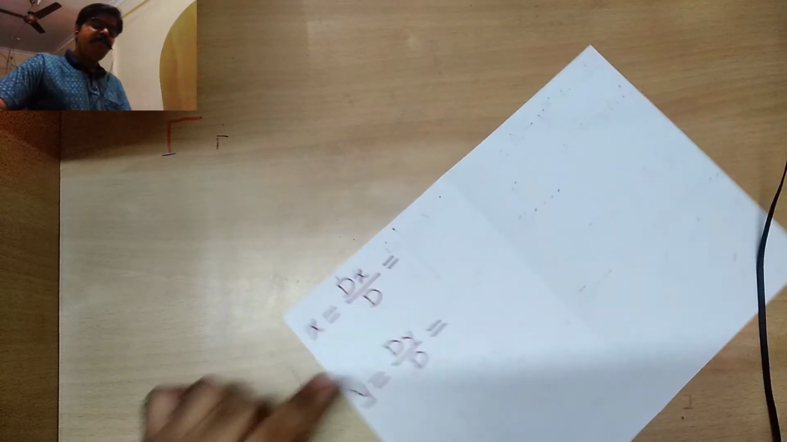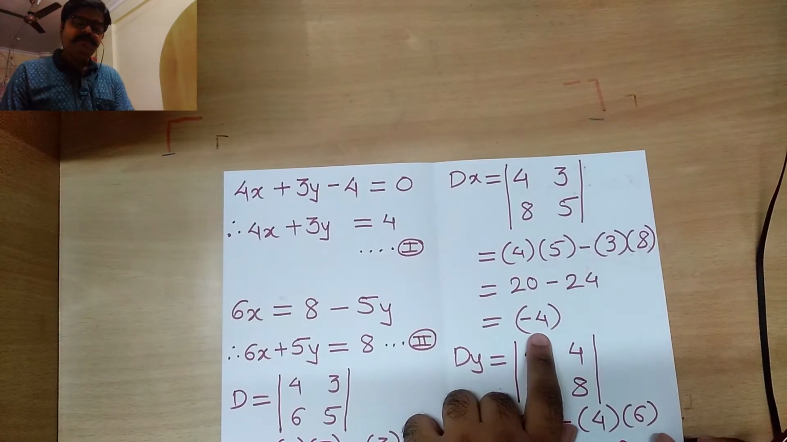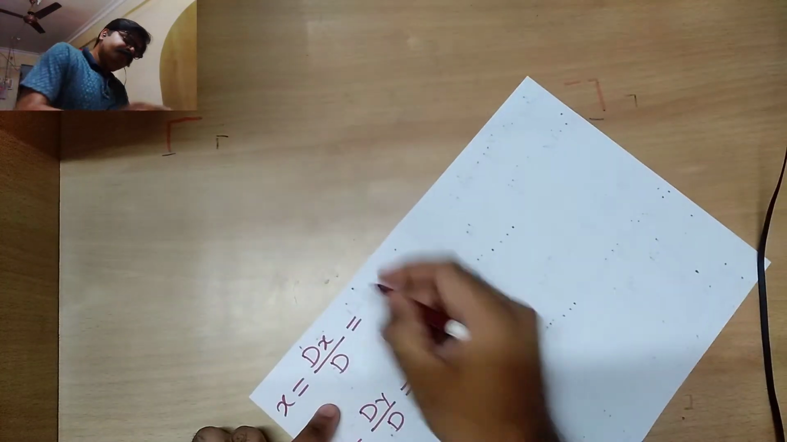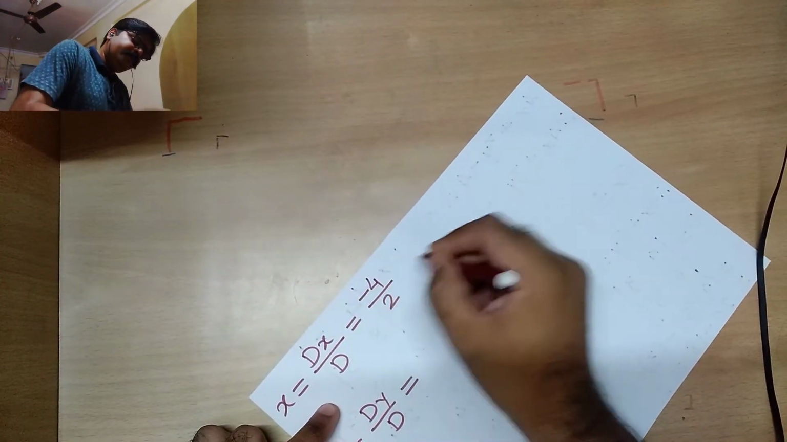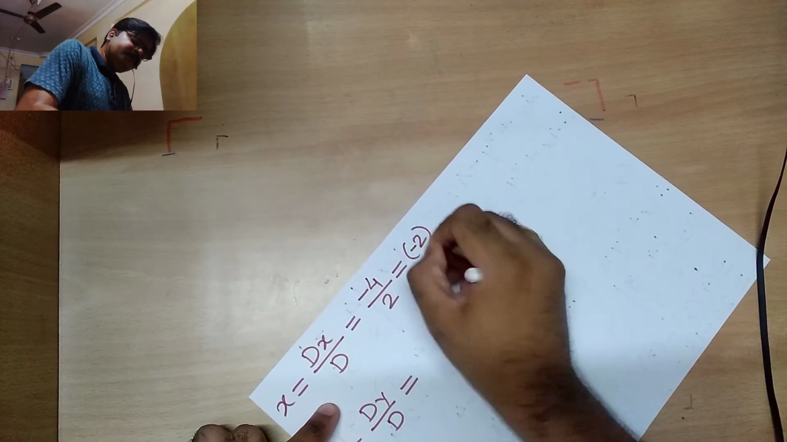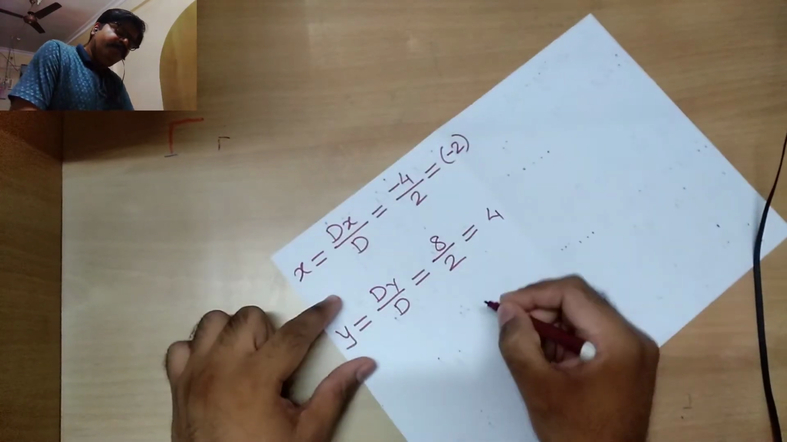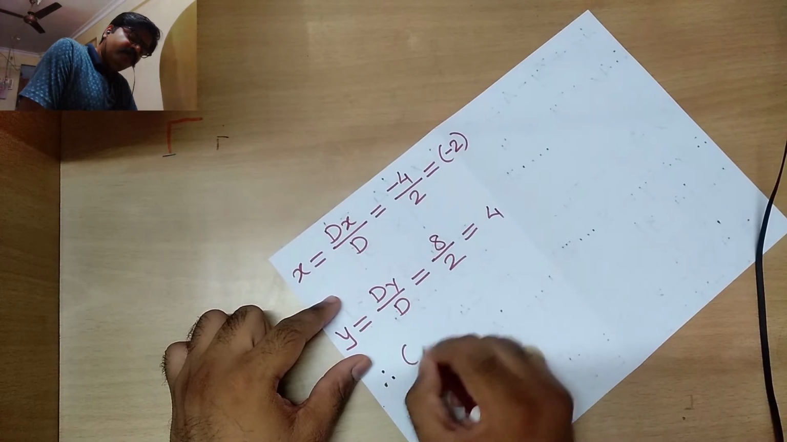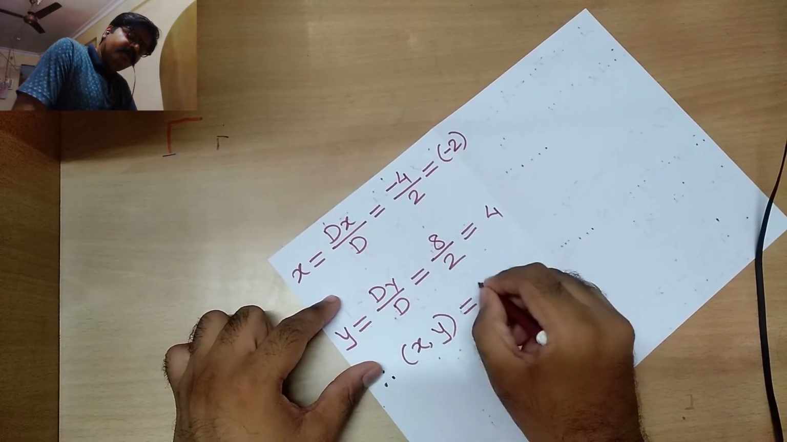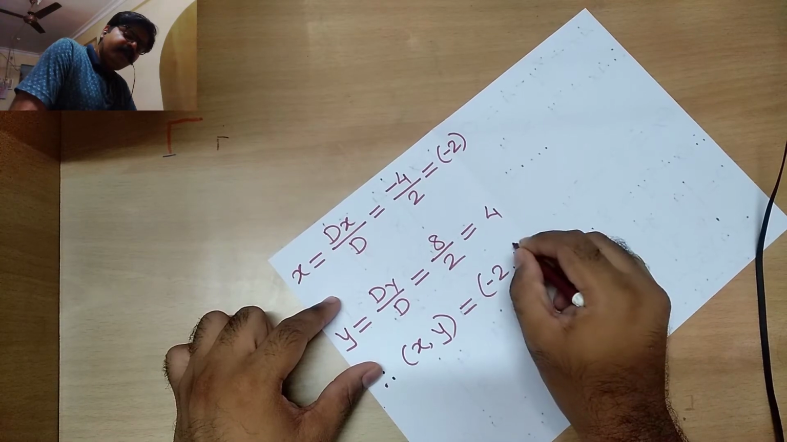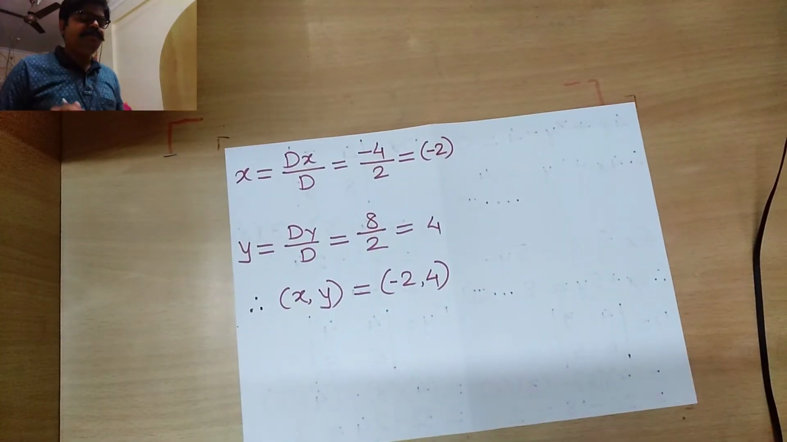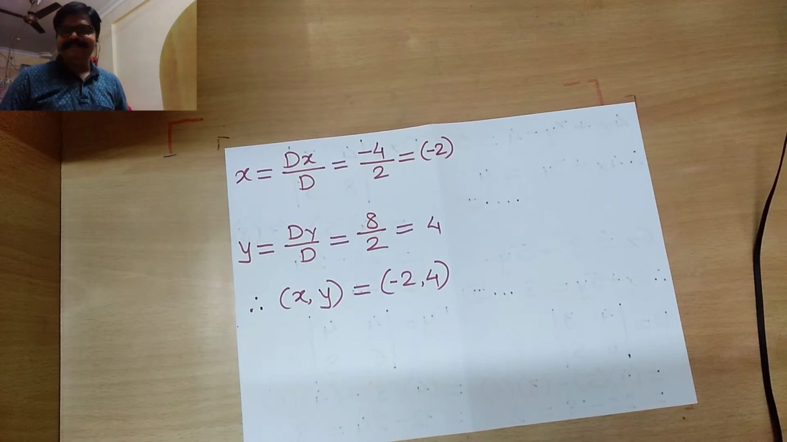So earlier we have got dx's value to be minus 4, therefore minus 4 divided by 2, the answer we are going to get is minus 2. Similarly dy divided by d, that is 8 divided by 2, therefore 8 divided by 2 should be equal to 4, and therefore what is the value for x and y? We are going to have nothing but minus 2 and 4. That's it.